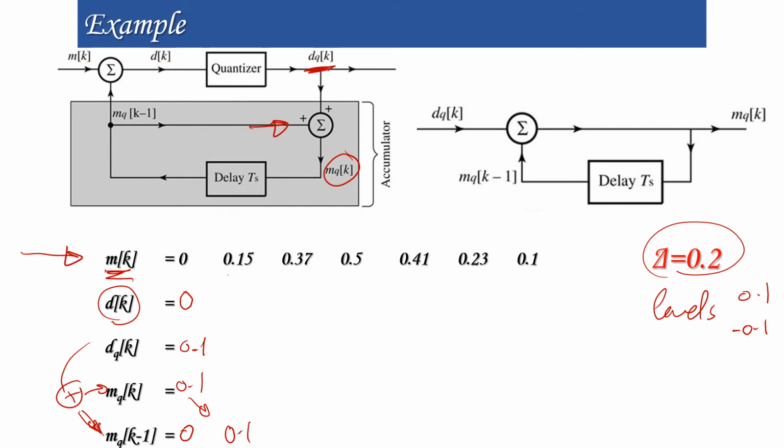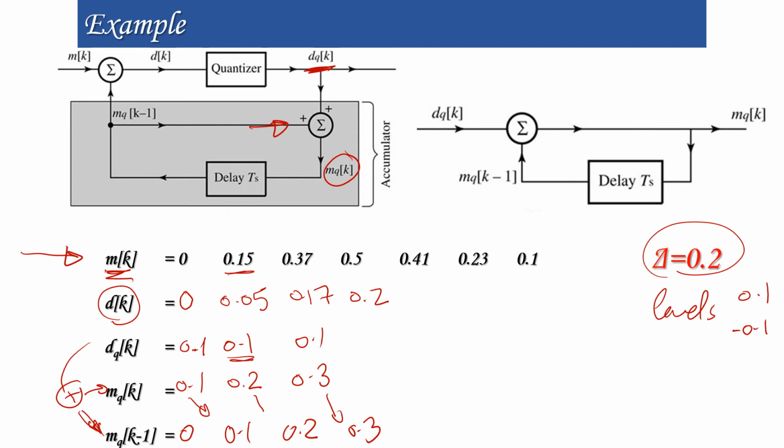So now the difference will be 0.15 minus 0.1, which is 0.05. This 0.05 is above the threshold, is positive, so our output level is 0.1, and again our mq will be 0.2, the summation of this 0.1 and this 0.1, and again this will be the next quantized prediction. The next difference will be 0.17, which is positive, so we go to level 0.1, and here we have 0.3. That will be our next estimate. Then the difference will be 0.2.